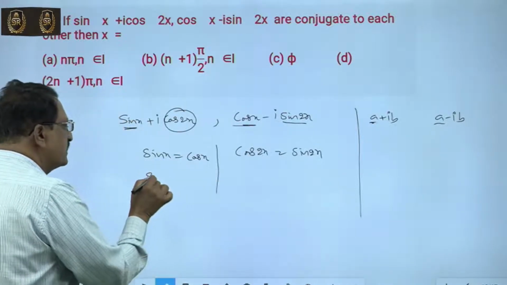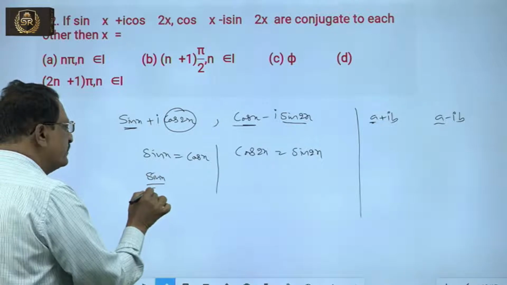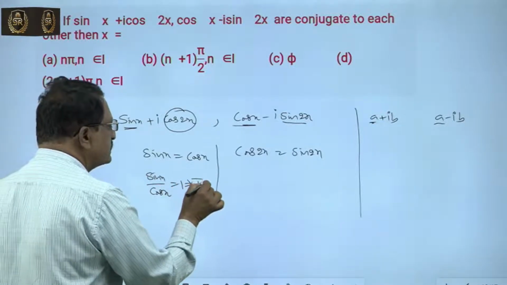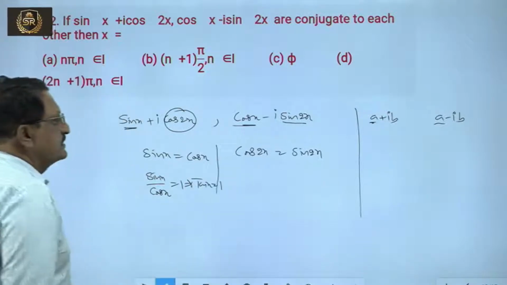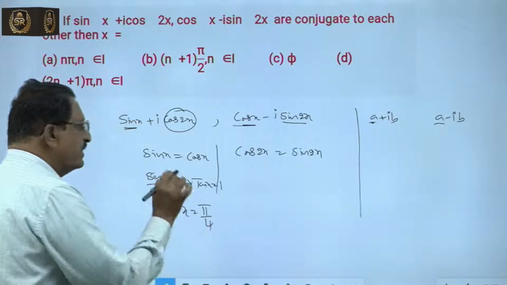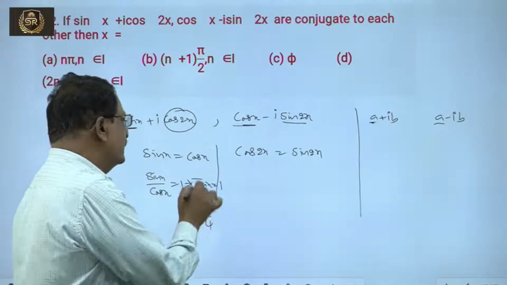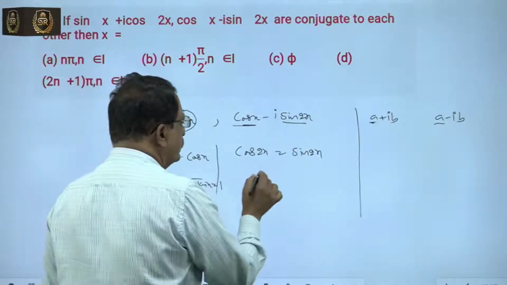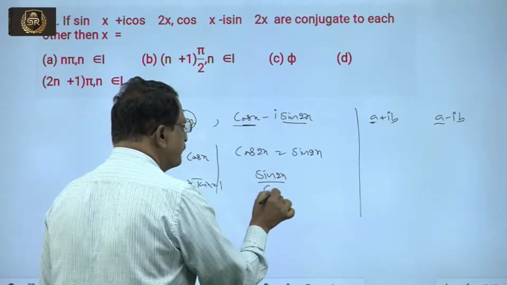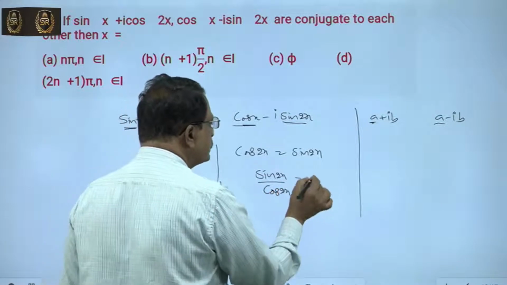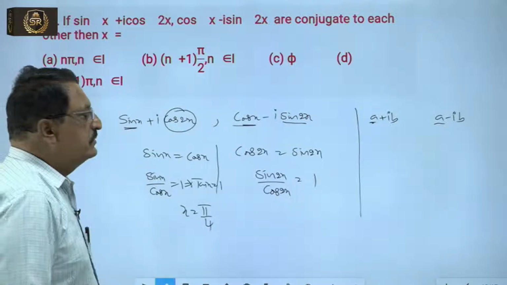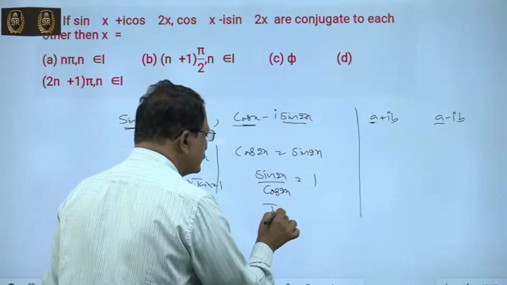Now sin x by cos x equals 1, which implies tan x equals 1. x equals pi by 4 or 45 degrees. Tan x equals 1, x equals pi by 4. Now next, sin 2x by cos 2x equals 1. Now tan 2x equals 1.